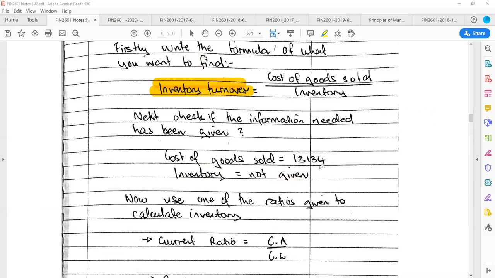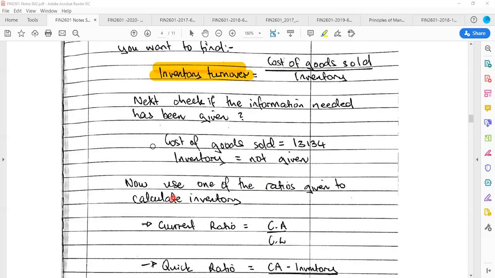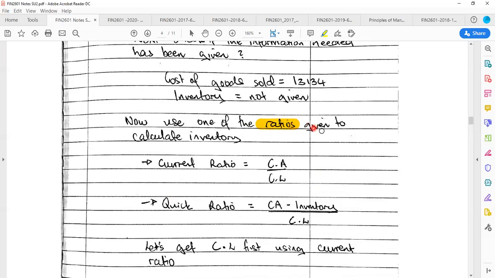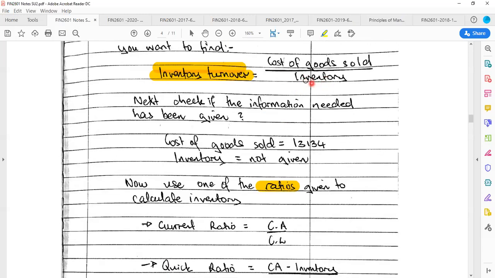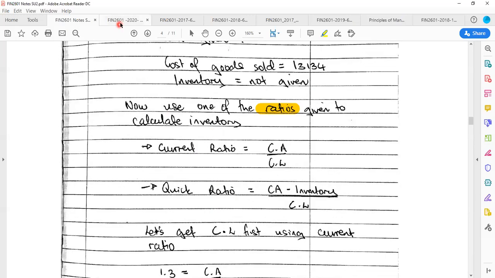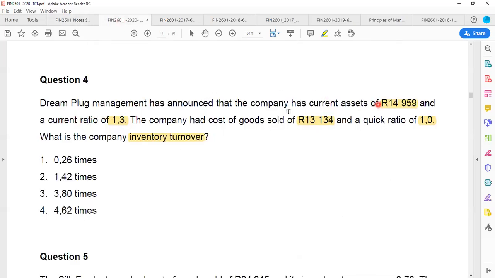So we have a problem here. This has not been given. We need to calculate this. So now the idea is if one of the items that you need hasn't been given, you need to use one of the other ratios that you've been given to calculate whatever is missing. I'll repeat that. If one of the items you need to calculate your ratio hasn't been given, you need to use one of the other ratios to calculate whatever is missing so that you can substitute here and get the answer you're looking for. So you then write out the formulas for the other ratios that you've been given.